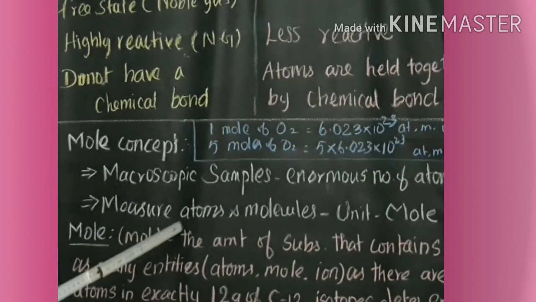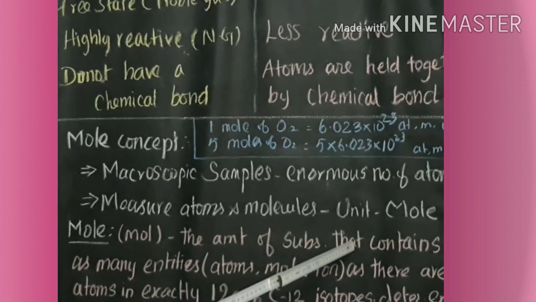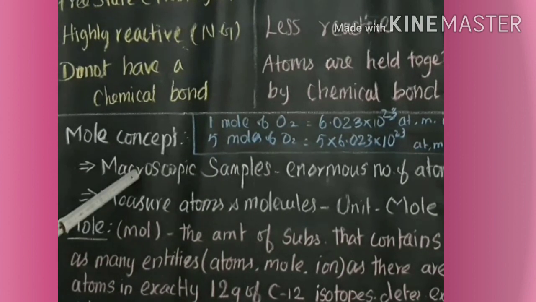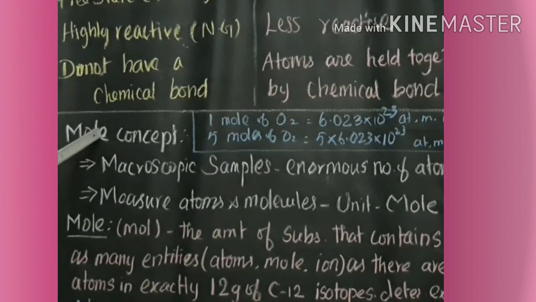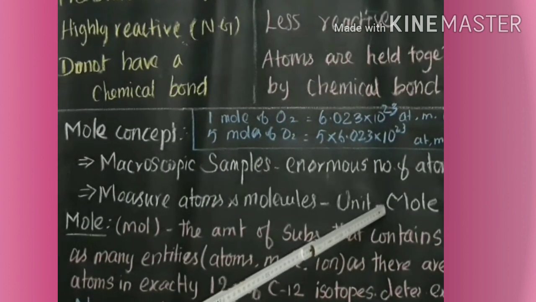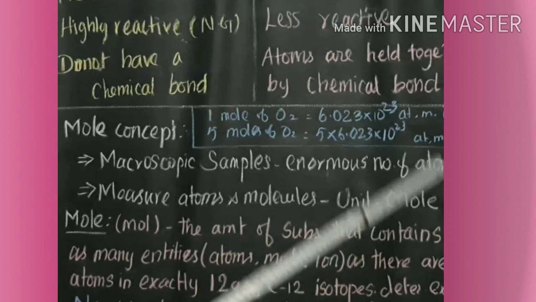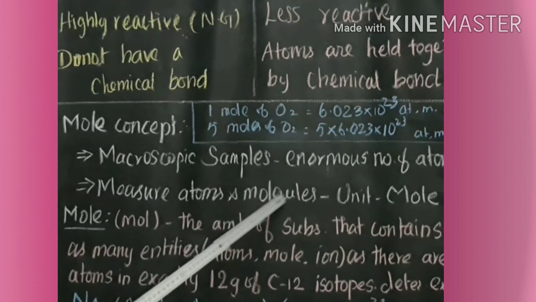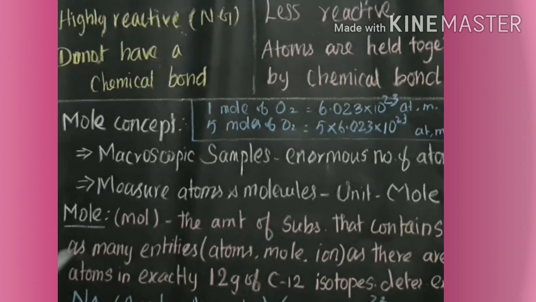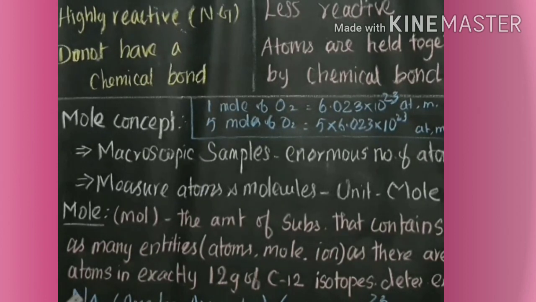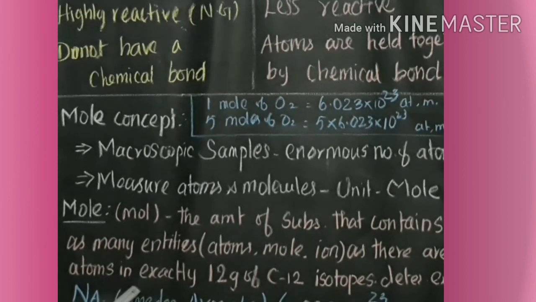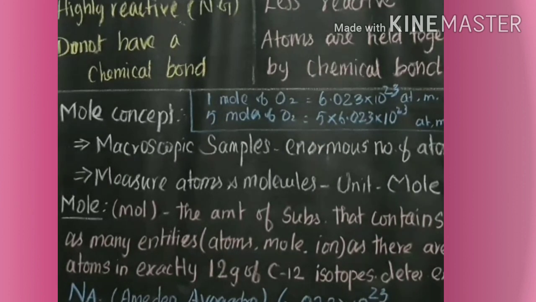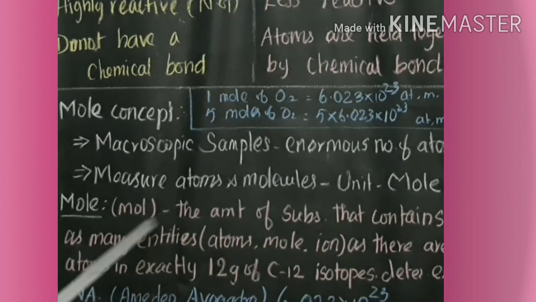So to measure the number of atoms or molecules, we use a special unit that is very convenient to find the number of atoms and molecules in macroscopic samples, and that is the mole concept. We can simply say this as mole, or mol. What is a mole? It is the amount of substance that contains as many entities as there are atoms in exactly 12 gram of C12 isotope, determined experimentally. See, the as many entities.